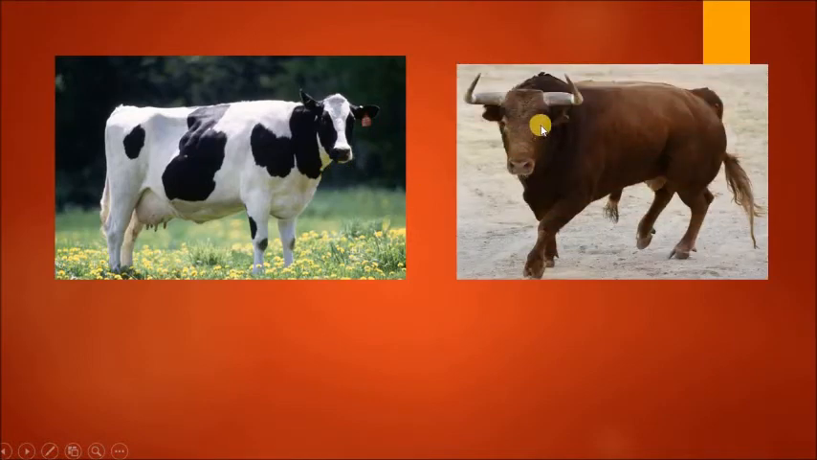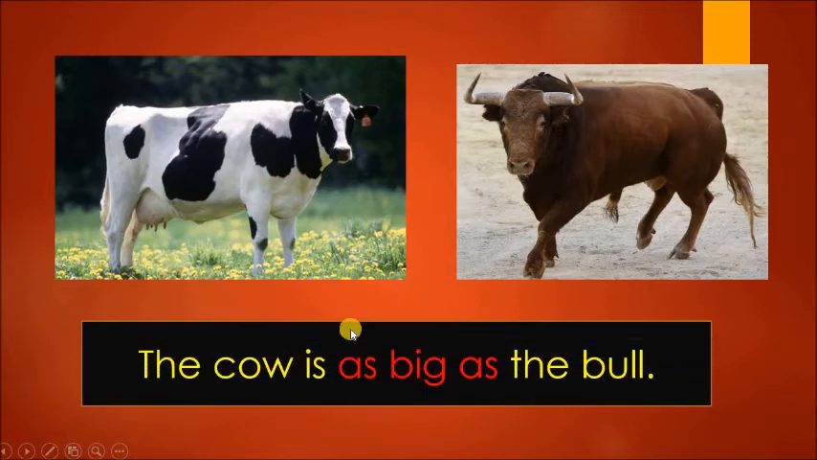Look at this cute cow. Yes, it's a cow. The next animal, oh, it's a bull. So we have a cow and a bull. The cow is big and the bull is big too. So we can say that they are equal if we compare using the adjective big. So the conclusion is that the cow is as big as the bull.